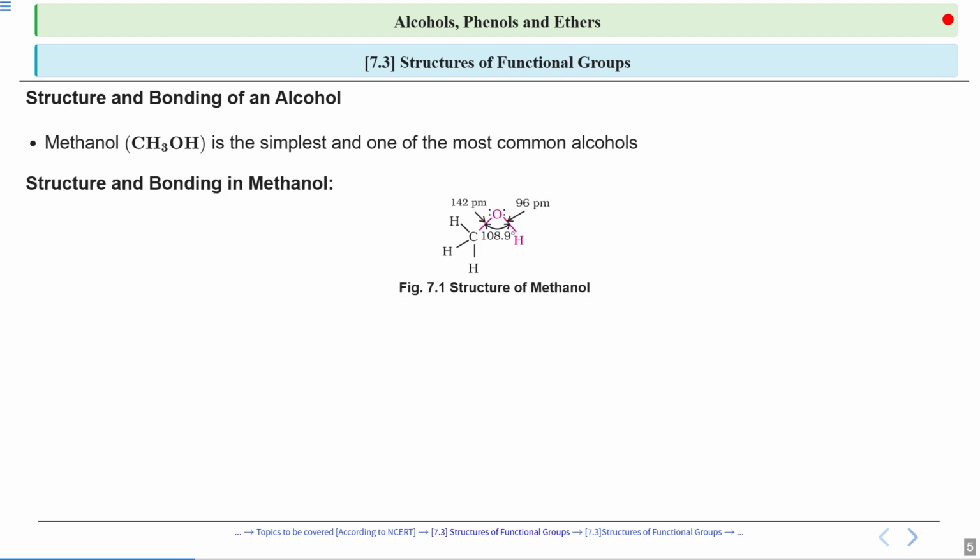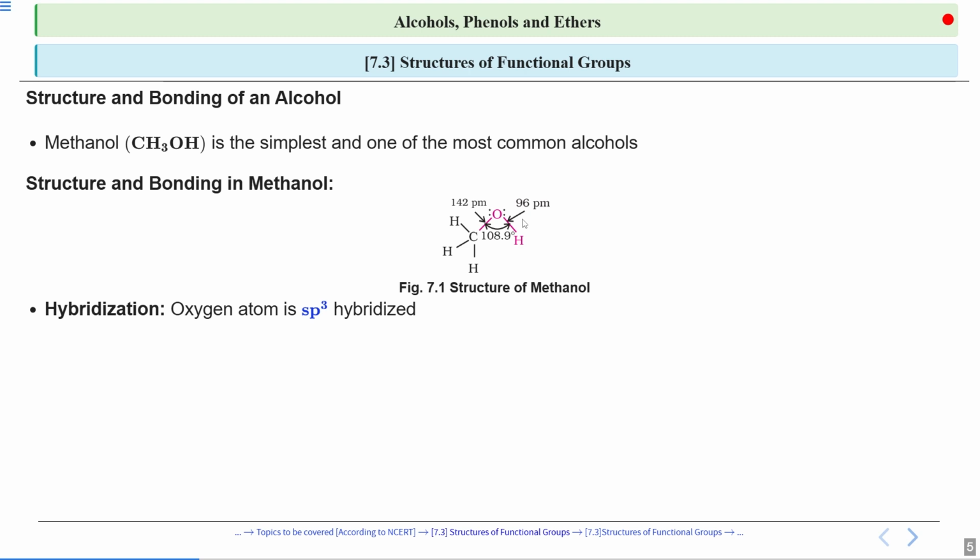If we talk about the structure and bonding in methanol, there is a figure given, figure 7.1, the structure of methanol. You can see that CH3 is bonded with this hydroxyl group OH in a particular manner, and there is this bond angle given of COH. The COH bond angle is given as 108.9 degrees, and the bond lengths are given in picometers. The CO bond length is 142 picometers and the OH bond length is 96 picometers.